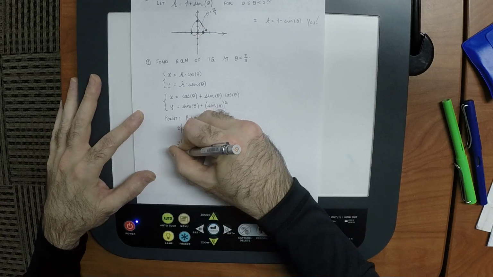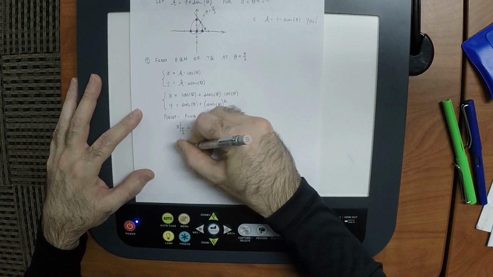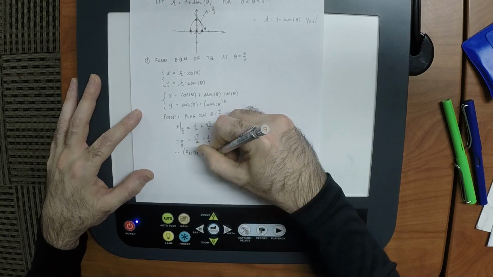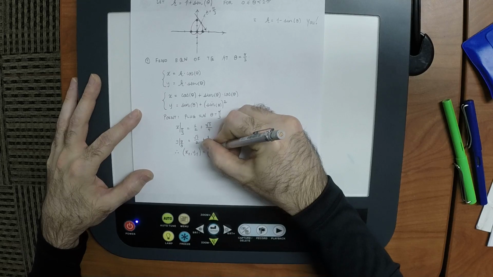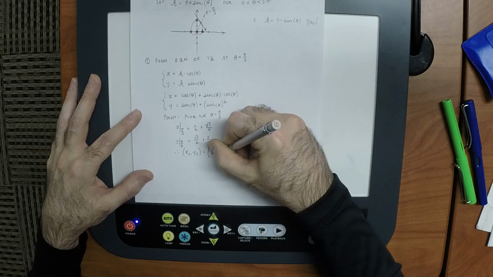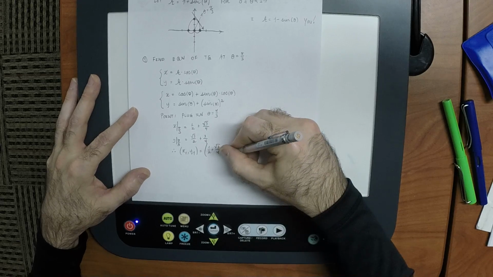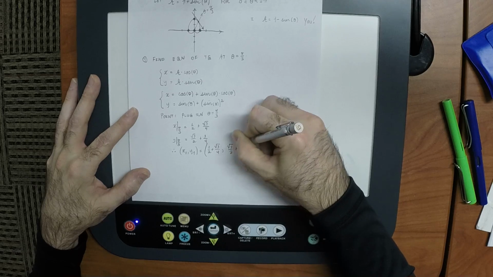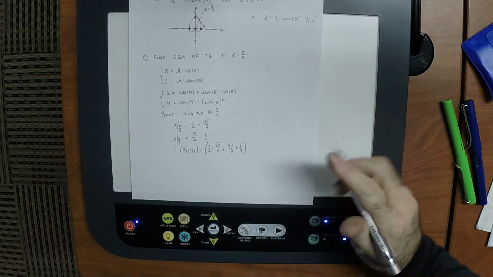So we can say, therefore, the point that we're looking for, x1, y1, is half plus square root 3 over 4 in the x coordinate, and square root of 3 over 2 plus 3/4 in the y coordinate. All right, how do we find the slope?